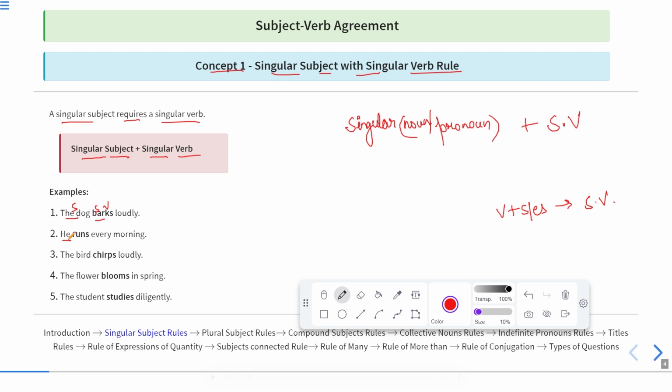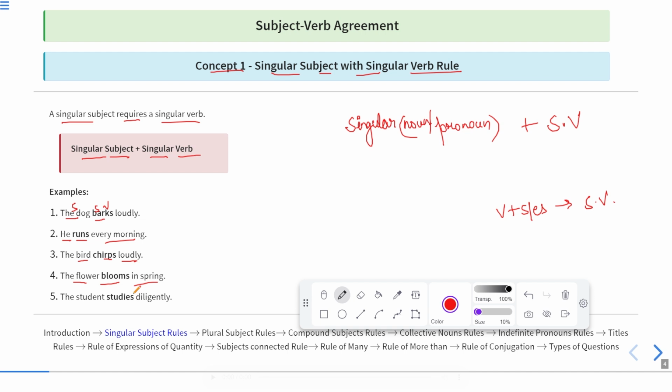Next, he. Now he is used for a boy, and this is also singular. He runs every morning. Run is the base form, and when we add s to it, it becomes a singular verb. So he runs every morning. The bird chirps loudly. Now the bird is a singular bird here, and chirps is the voice made by the bird. The flower blooms in spring. Here we have written the flower, when we are talking about only one flower, and it blooms in spring.